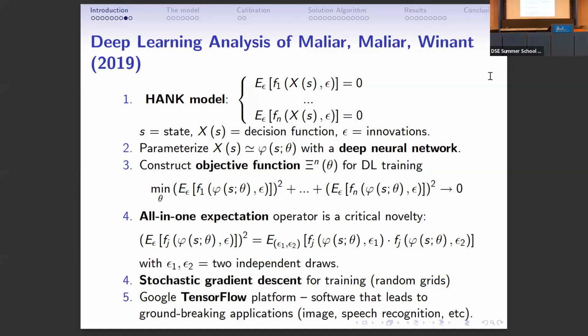And this is not only innovations, but also random draws of initial conditions of the model, right? So for example, capital in the optimal growth model is drawn as a random variable, and if you use this all-in-one expectation operator, then you can put all sources of randomness in one place. And then finally, stochastic gradient descent is essential for this type of algorithm, and the use of PyTorch or TensorFlow simplifies this.